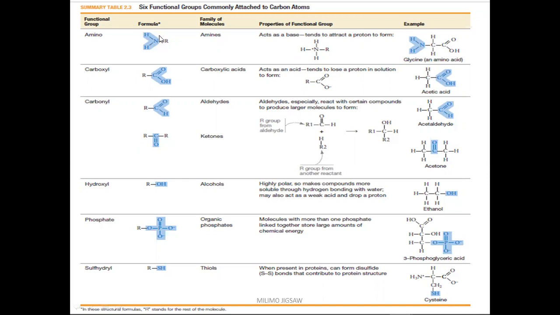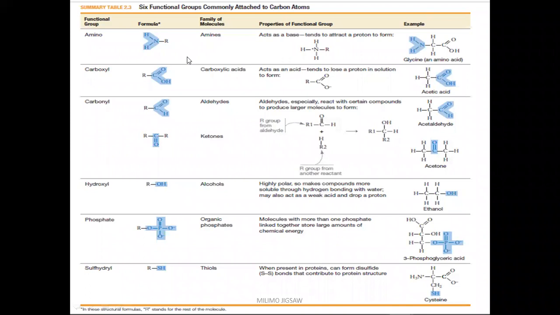So when you look at amino groups, they are weakly basic, because they are able to accept a hydrogen ion or a proton. So they are basic. So the amino group is basic.